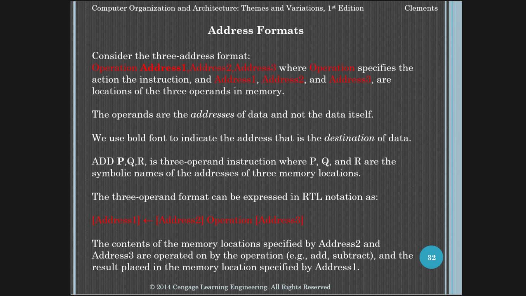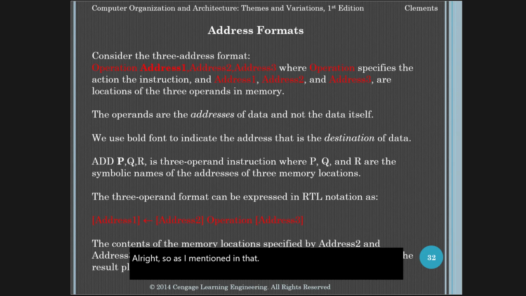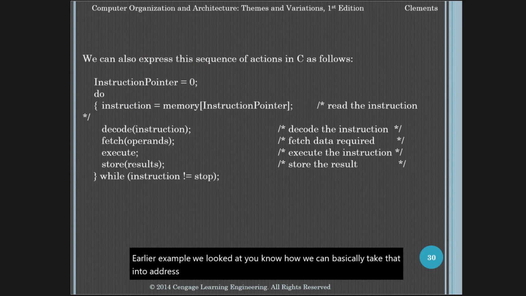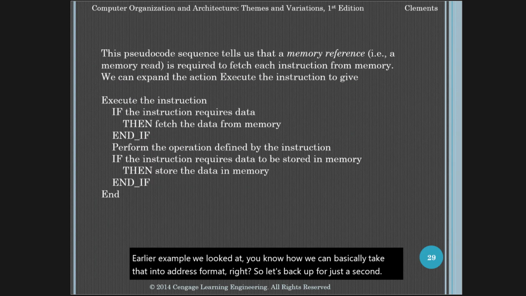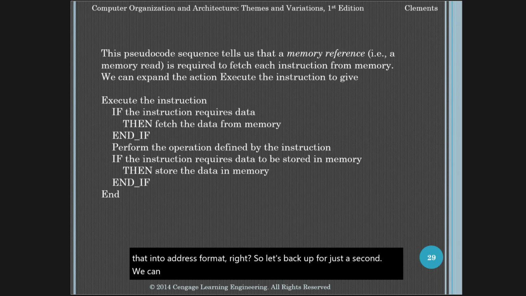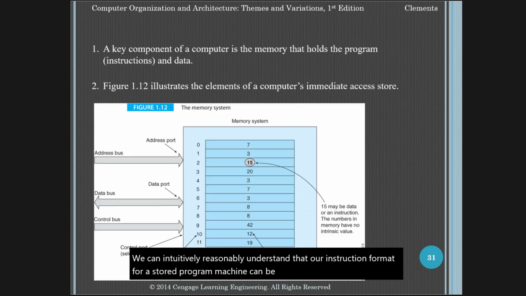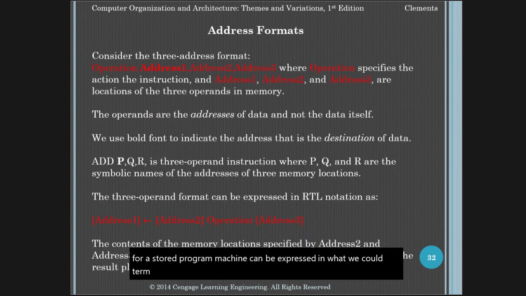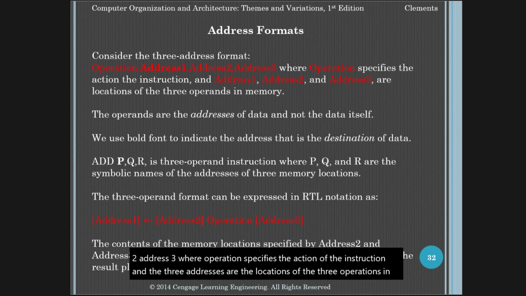All right, as I mentioned in that earlier example, let's back up for just a second. We can intuitively, reasonably understand that our instruction format for a stored program machine can be expressed in what we could term the 3 address format: operation, address 1, address 2, address 3, where operation specifies the action of the instruction, and the 3 addresses are the locations of the 3 operands in memory. The operands are the addresses of data and not the data itself.